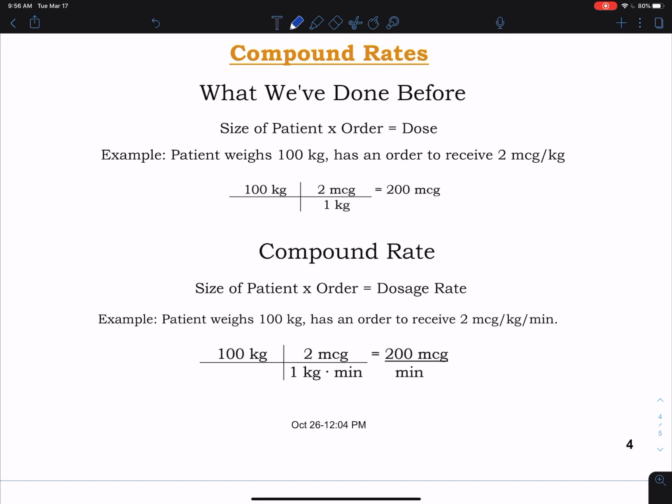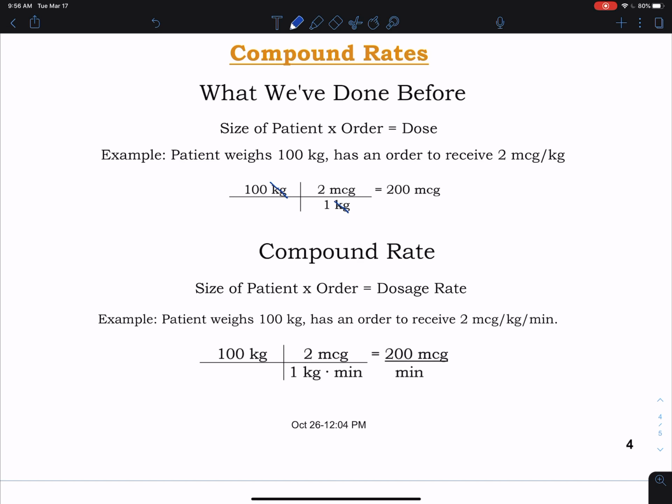Today we're talking about compound rates. We've seen examples before where we had to take the size of the patient and multiply it with the order to find the dose. For example, if we had a problem that said the patient weighs 100 kilograms and has an order to receive 2 micrograms per kilogram, we would take the 100 kilograms and multiply it with the 2 micrograms per kilogram. The kilograms would cancel out and we'd find that the dose is 200 micrograms.